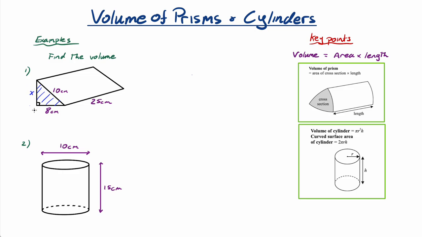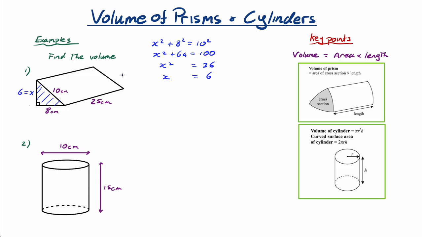We don't have x, but we can find it using Pythagoras' theorem. So I'm going to say x squared plus 8 squared equals 10 squared. x squared plus 64 equals 100. 8 squared is 64, 10 squared is 100. x squared is 36, 100 minus 64. And then x equals 6. It has to be positive 6 because it is a length.